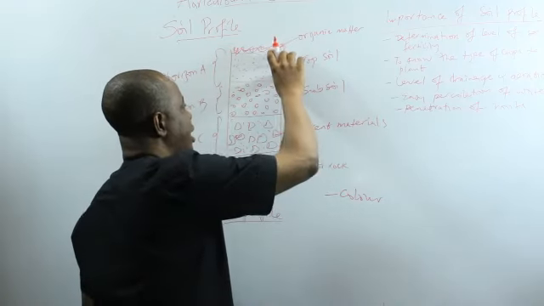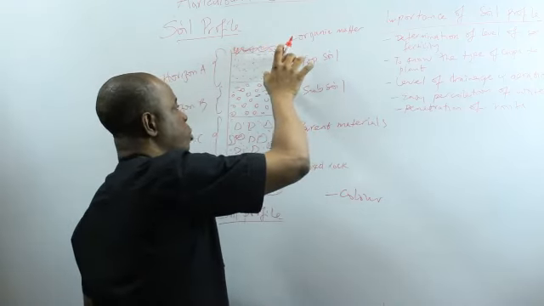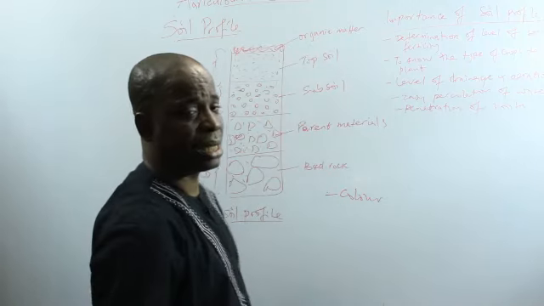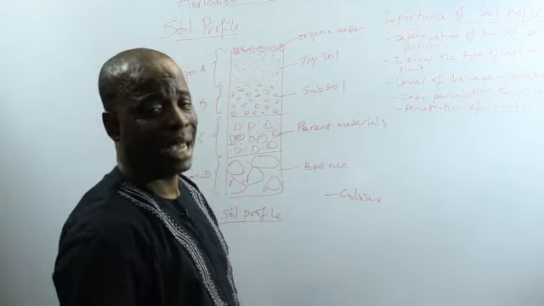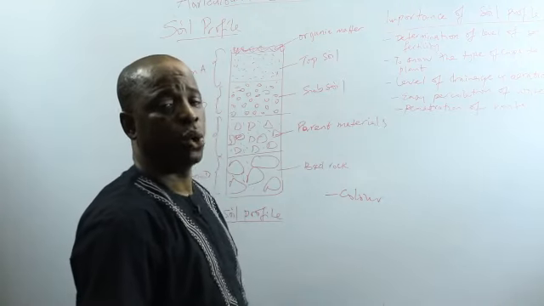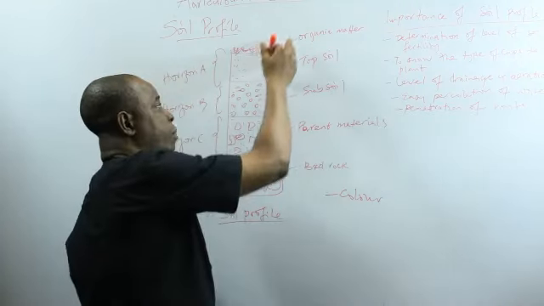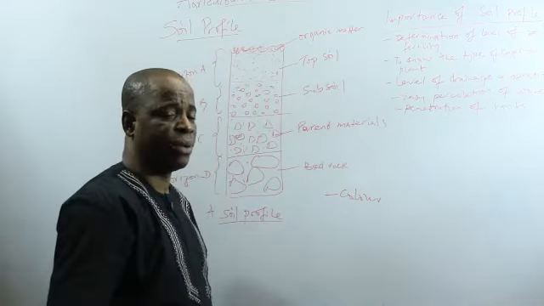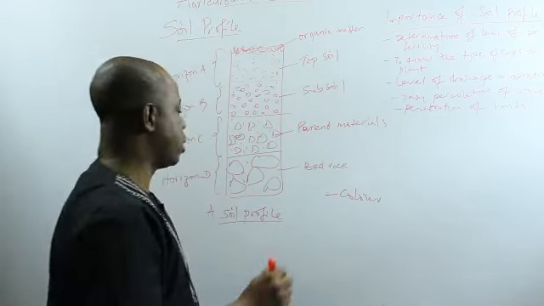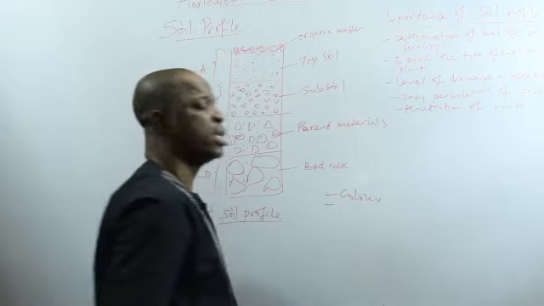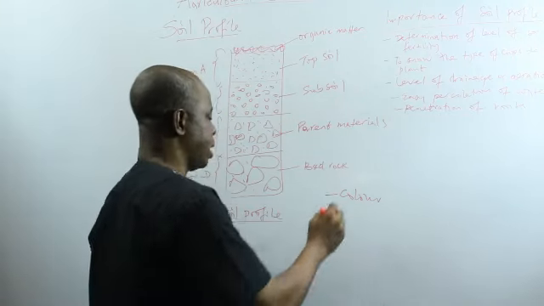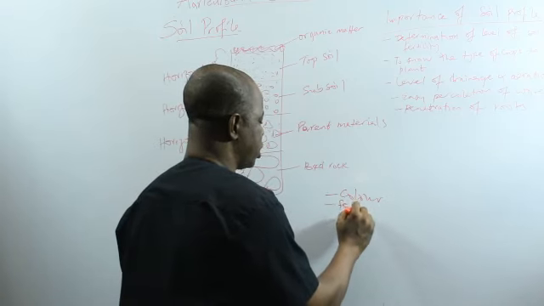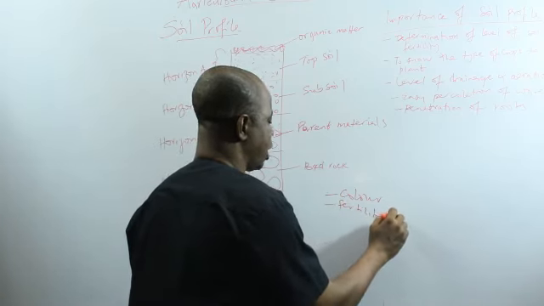The reason for the darkness in color is the proximity of horizon A to organic matter. Organic matter is dark, it's black in color, and so the horizons that are close to it will be black. As we move further from organic matter, the color becomes lighter. Then the second change you are going to find is changes in mineral matter, in organic matter, in fertility level.